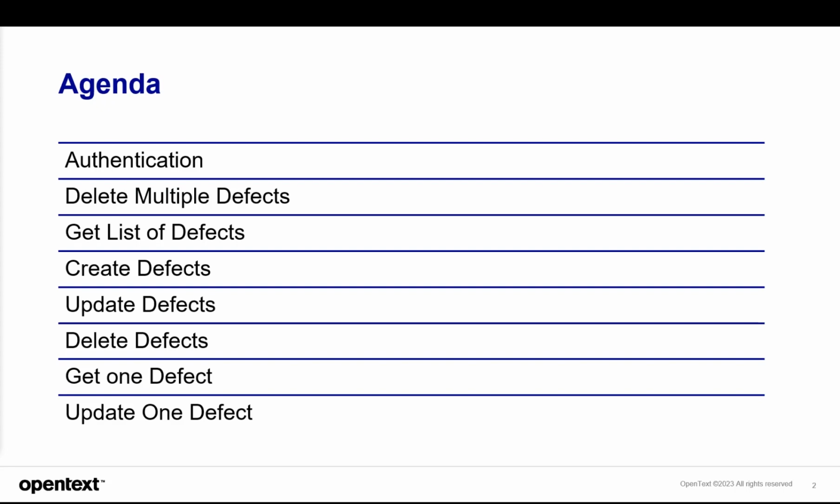The agenda is to give an overview to use common functionalities in interactive API and reuse them in Postman for activities like authentication and using REST APIs to perform actions on single or multiple defects. Actions like deleting, updating, creating, and getting information will be discussed in this session.